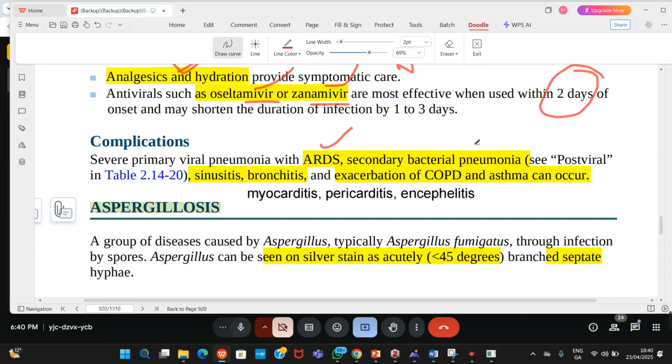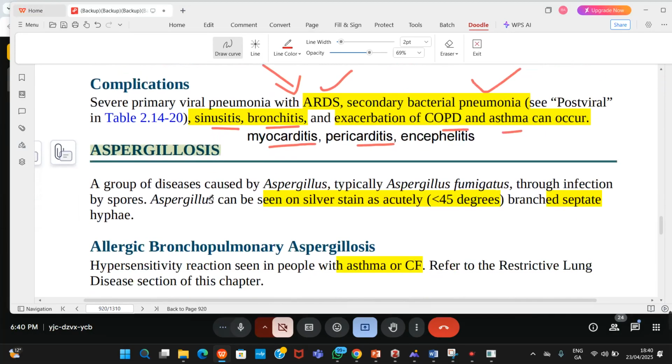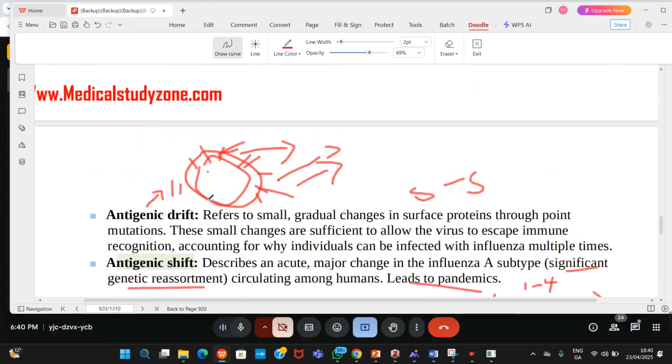Influenza can cause some complications, and these include ARDS. It can cause bacterial pneumonia, a superimposed bacterial infection like strep pneumo, Staph aureus, and Haemophilus influenzae. It can cause sinusitis, bronchitis, and even exacerbate COPD or asthma. It can even lead to myocarditis, pericarditis, just name it. This is a very serious problem for people that are immunosuppressed. They are the ones that can develop ARDS and other things like that.